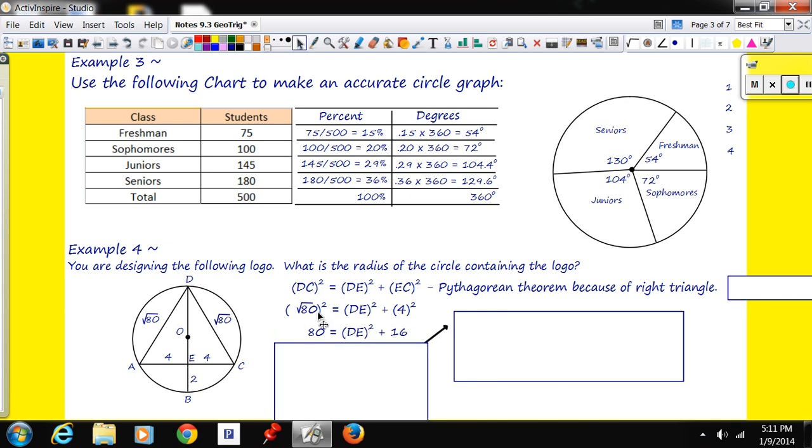So we're going to square radical 80, and you're going to get 80 because the square root and the square will cancel out. This is going to come down. 4 squared is 16. You're going to subtract 16 on both sides. You're going to square root both sides. You're going to get DE is 8.